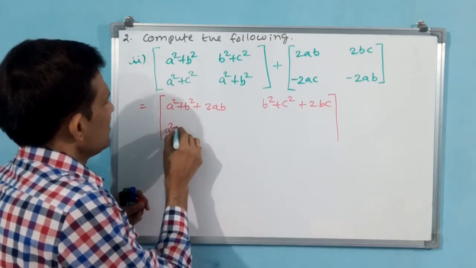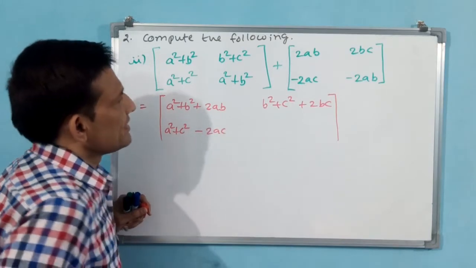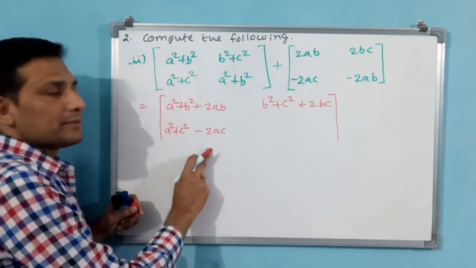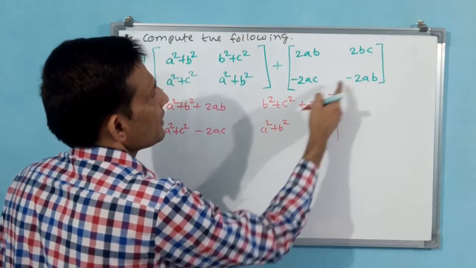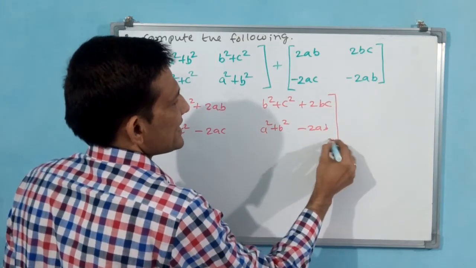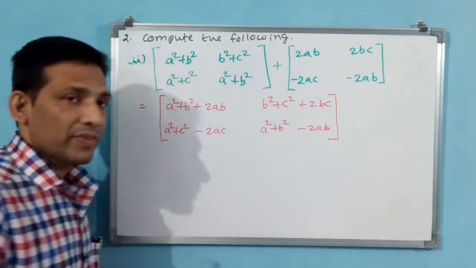A square plus C square minus 2AC, because plus minus means minus. Now we come here. A square plus B square minus 2AB. Okay?